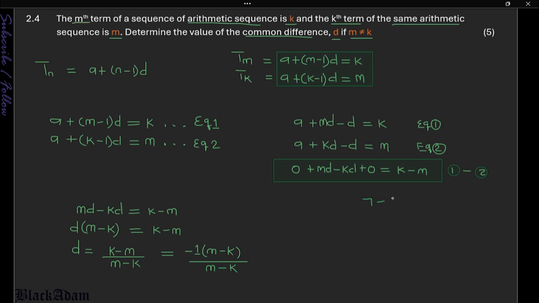This is the same as saying 7 minus 6, you know that it's going to be 1. You can also rewrite it as negative 1 times 6 minus 7, which will also give you positive 1. So that means a minus b, you can write it as negative 1 times b minus a. That's how it works in mathematical notation, so that you can use it in the future. So our d, m minus k divided by m minus k, so d is negative 1.